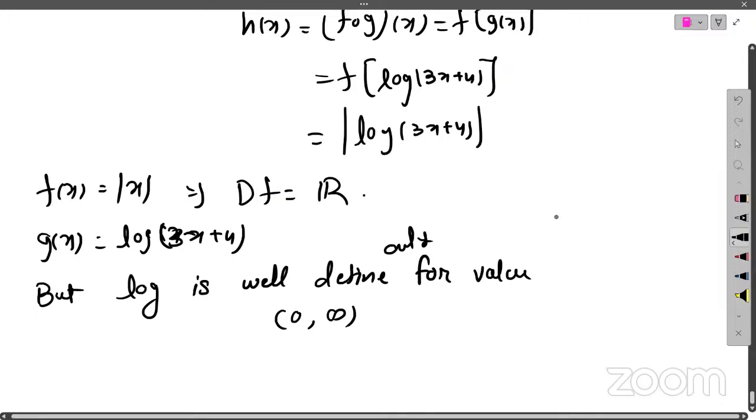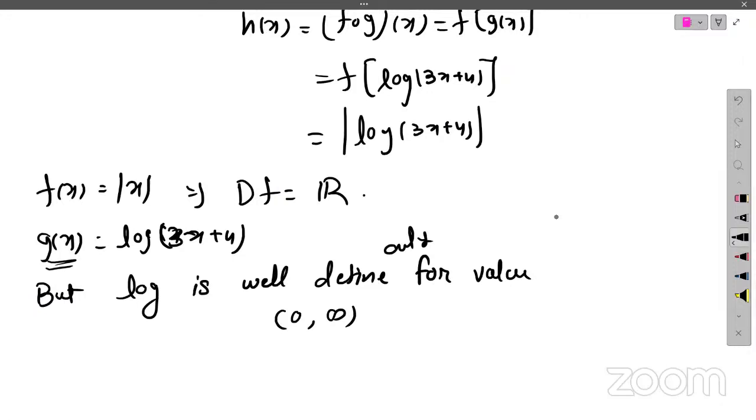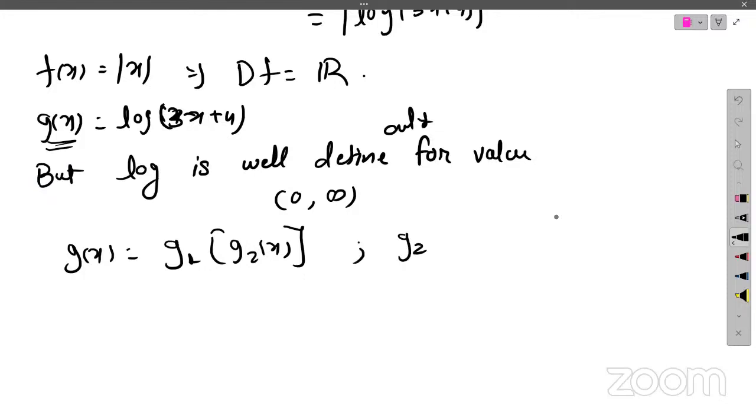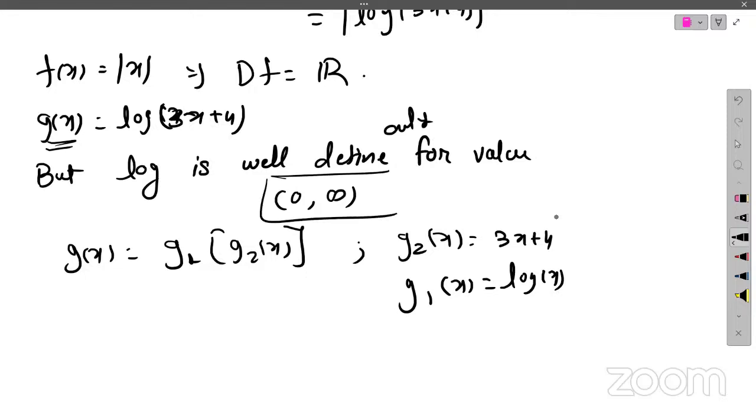So g of x can also be thought of as a composition of two functions: one is the linear one and the second is the log of x. We can take g of x as g1 composite g2 of x, where g2 of x is 3x plus 4 and g1 of x is the log function, log of x. So h of x is a composition of three functions. Now to find the domain of f composite g, what will be the domain of g? The domain of g means where log of 3x plus 4 is well defined, and log is well defined only for values between 0 and infinity.